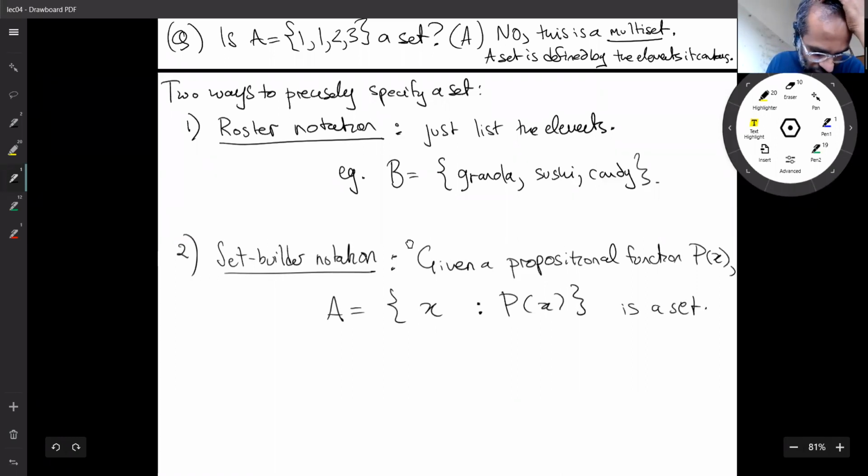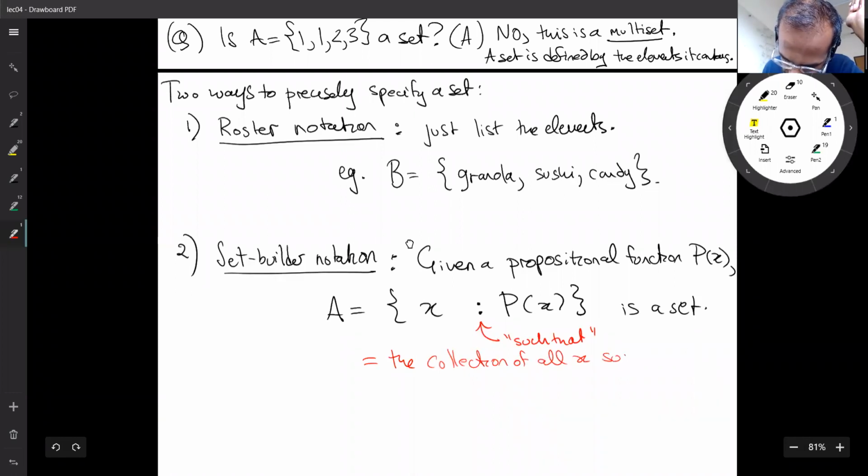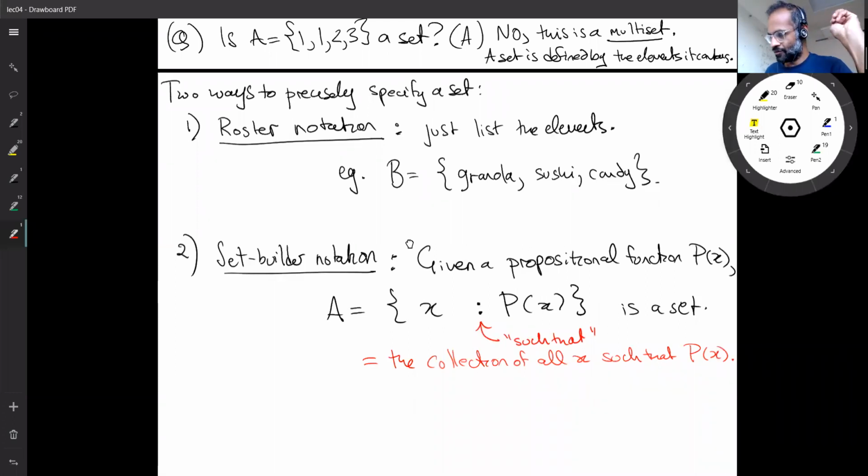And the key thing here is this colon, which is read as "such that." So what is this? This is the set of all x such that P of x is true. Or the collection. I guess I don't want to define set in terms of itself. Such that P of x.